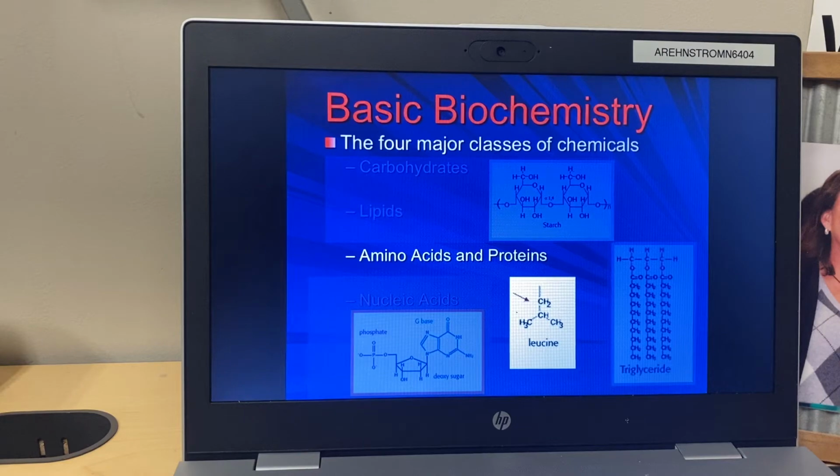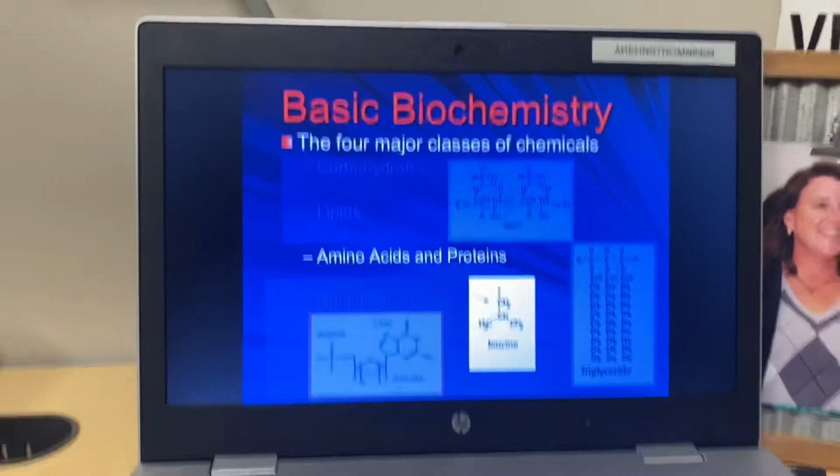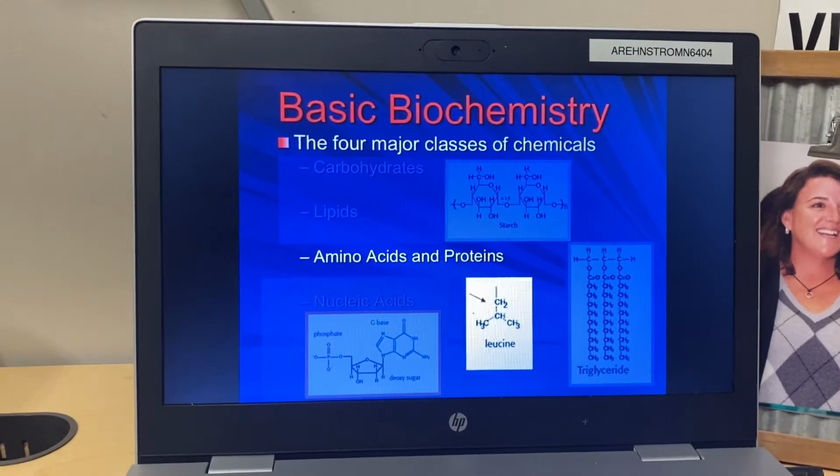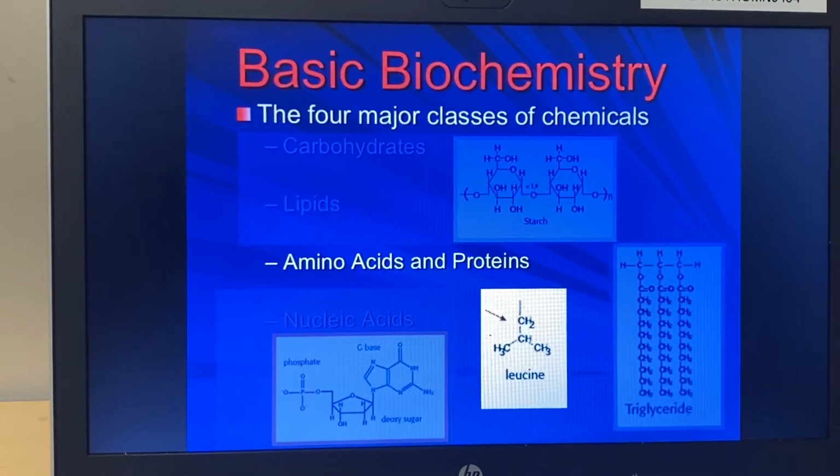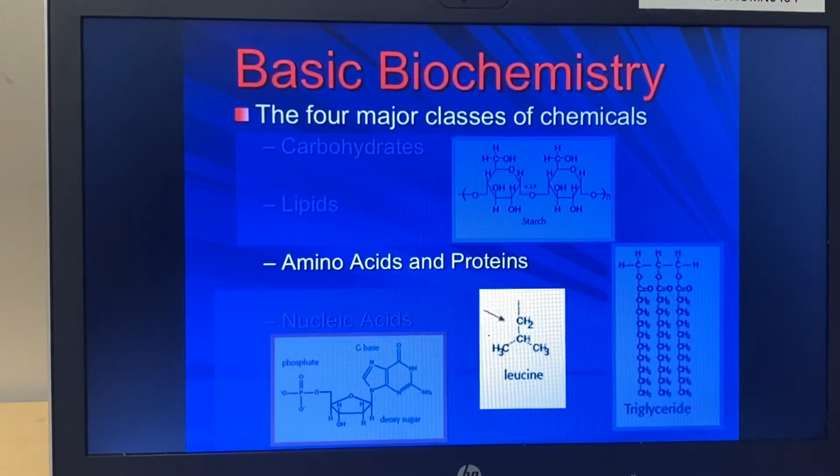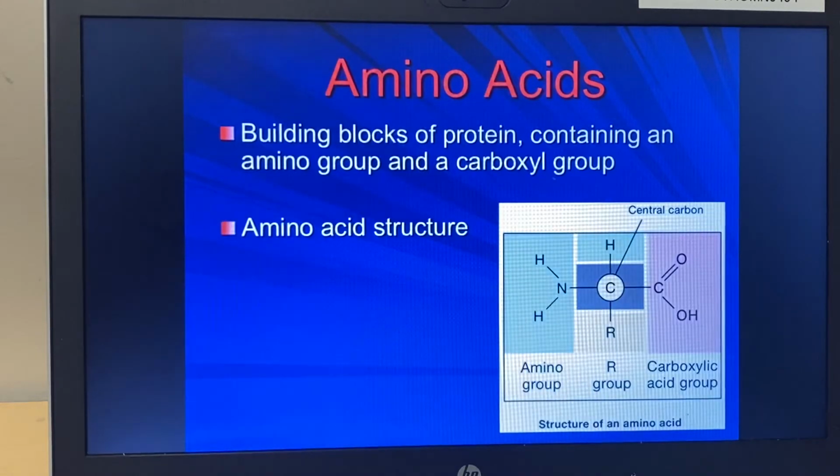We've covered carbohydrates, we've covered lipids. Now we're going to finish up talking about proteins and then just a tiny little bit on nucleic acids. Okay, so the class of proteins, that's the polymer. That's the big class, and they are made up of subunits called amino acids.